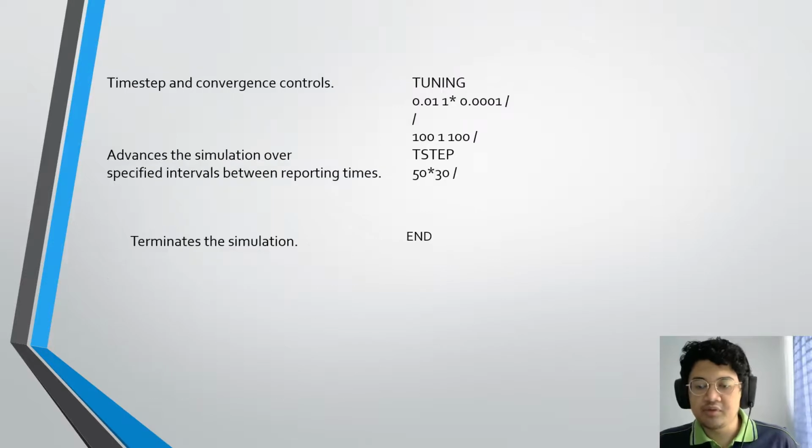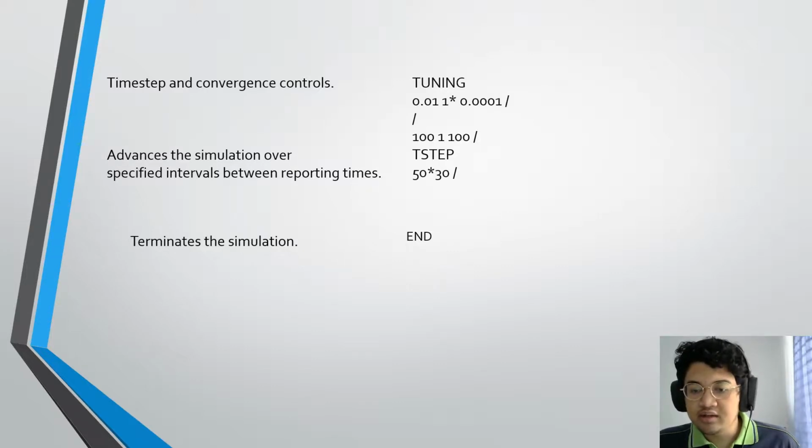At the ending of the schedule and prediction strategy setup, TUNING coding is stated for this coding to determine the time step and convergence control of the well. Based on the case study, it is required to run the data 50 times. Hence, the TSTEP coding is used to advance the simulation over specified intervals between the reporting times, which is 50 times for 30 days.